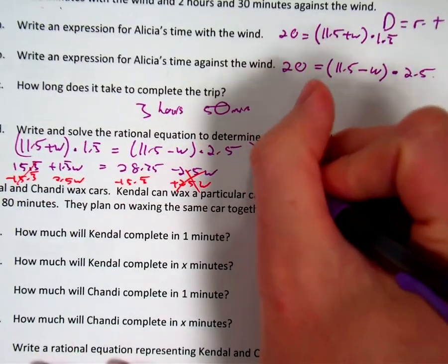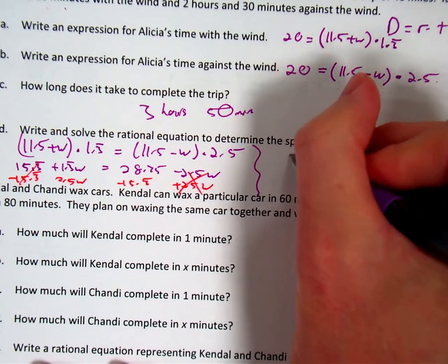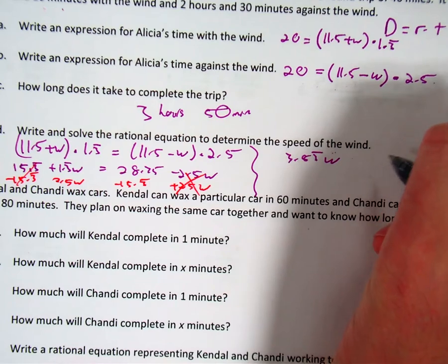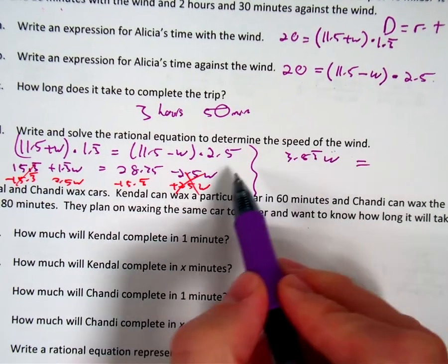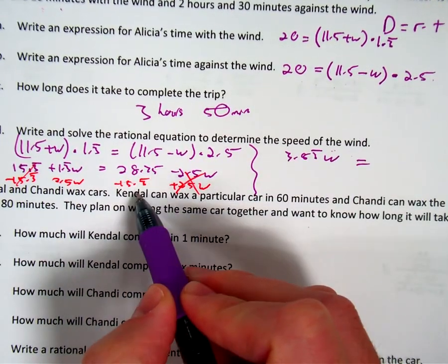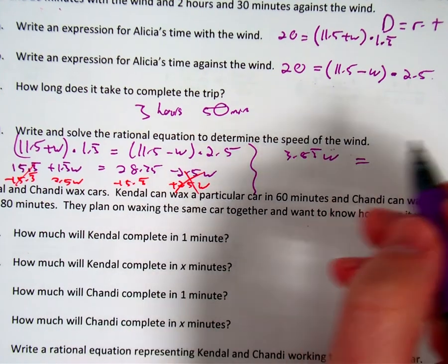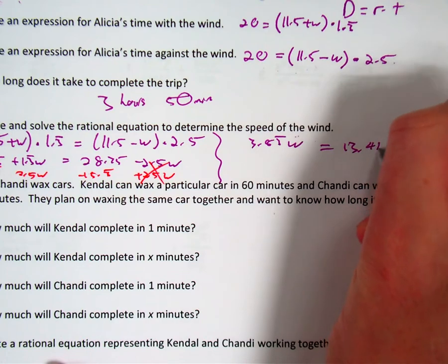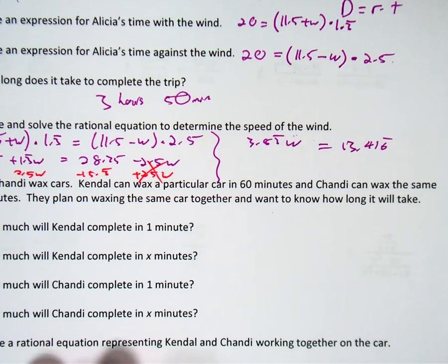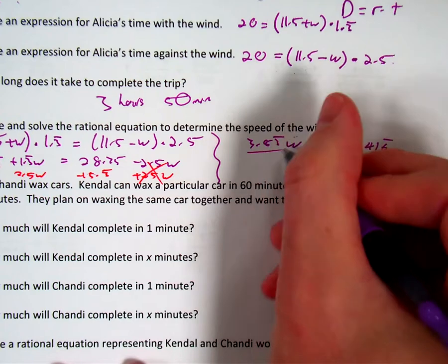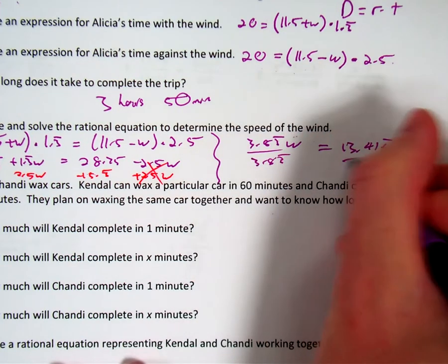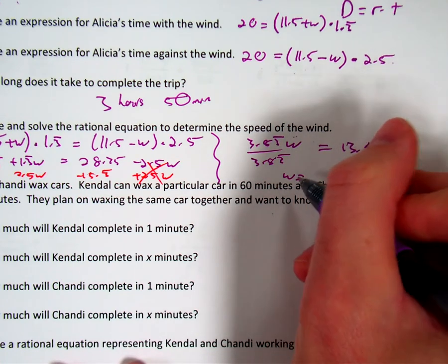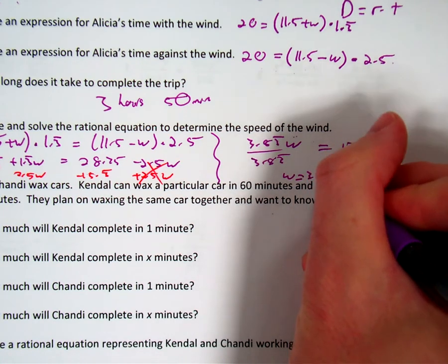Okay, so our total W's is going to be 3.83 repeating. And then the number over here, if you type this in, of 28.75 minus 15.3 repeating. Should be in the ballpark here, like 13. I got 13.416 written down from last year. If we divide by 3.83, repeating on the 3, W should equal 3.5 miles per hour.